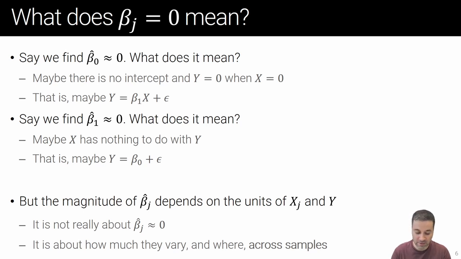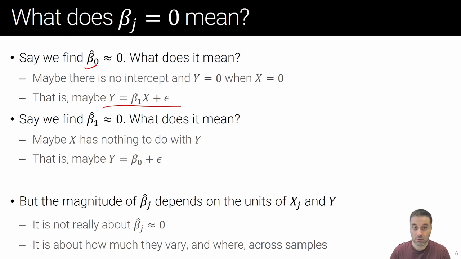Well, if we're talking about the intercept, about beta 0, then it means that maybe there's no intercept. And then the response is equal to 0 whenever the predictor is 0. So basically the regression line crosses the origin. And so maybe the model is just something simple like that. There's no intercept. What if the slope, beta 1, is very close to 0?